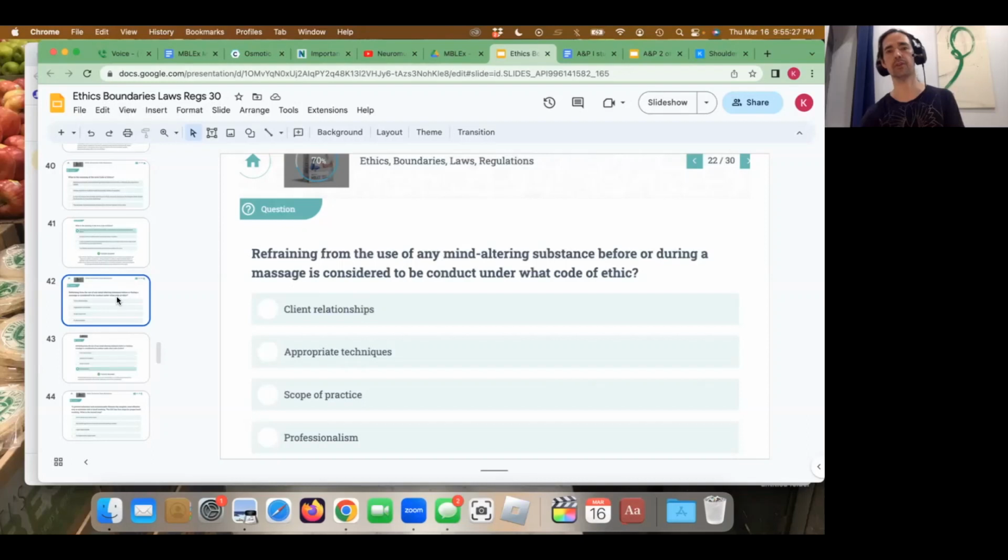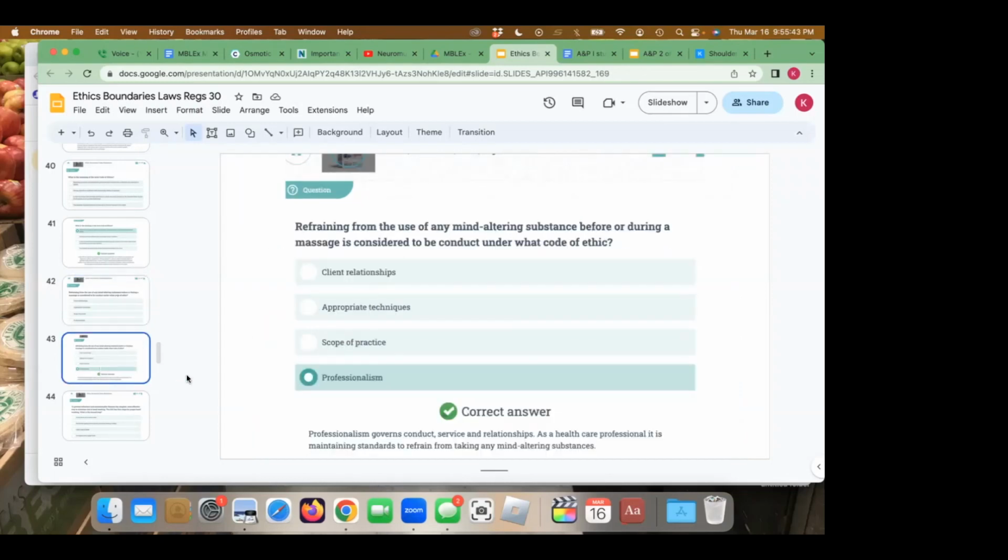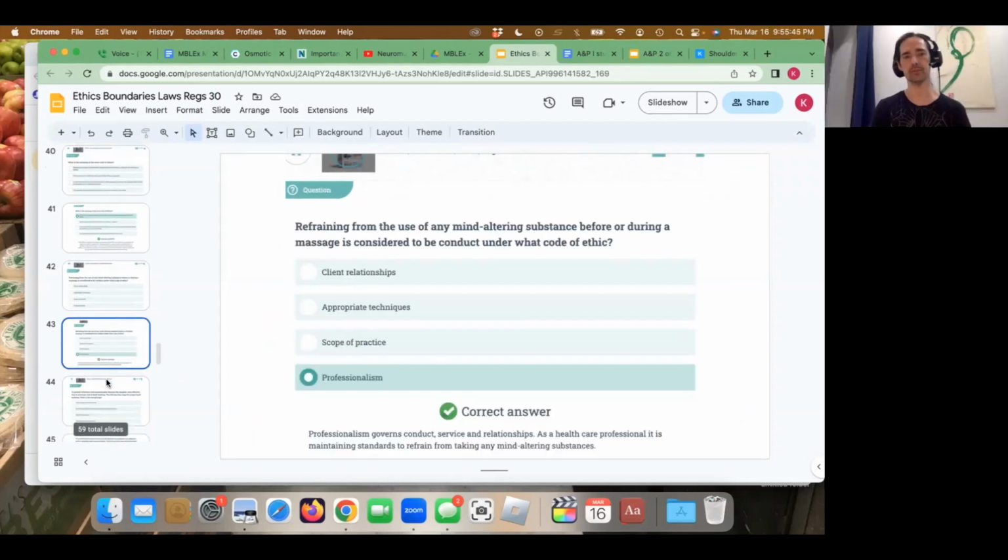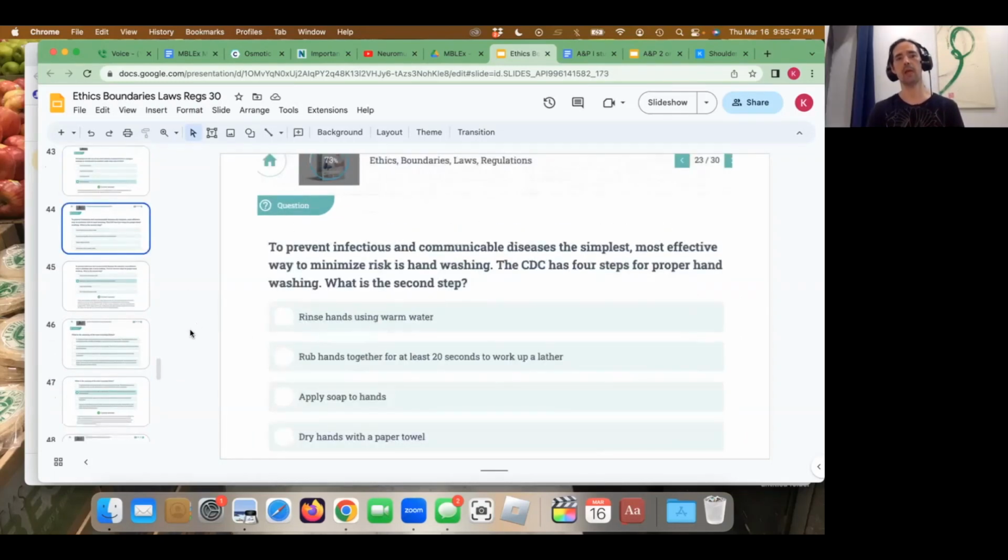Refraining from the use of any mind-altering substance before or during a massage is considered to be conduct under which code of ethics? Client relationships, appropriate techniques, scope of practice, or professionalism? Professionalism, I would say so. Yeah, professionalism. To prevent infectious and communicable diseases, the simplest, most effective way to minimize risk is hand washing.